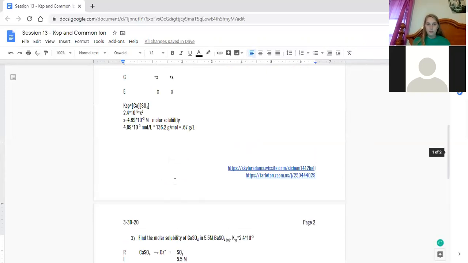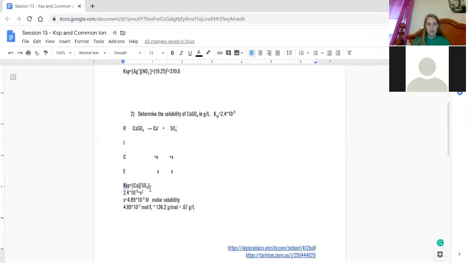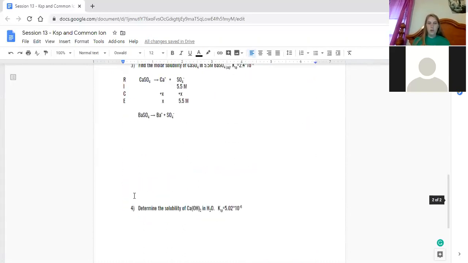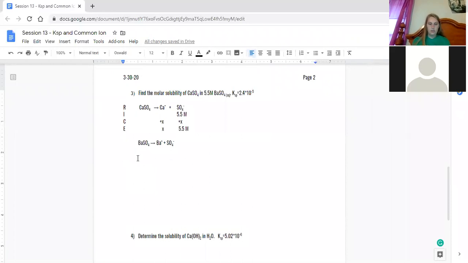So just like before, we have the same KSP equation right here, but it's going to end up being a little bit different because we have that. So now we know that our KSP is going to equal what we have here. So we have our x for Ca, so it's going to be x times 5.5 molar. So we're going to go ahead and solve that.